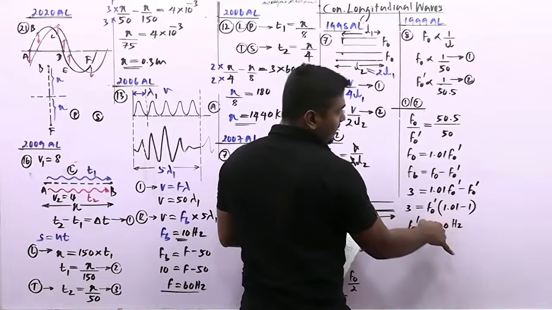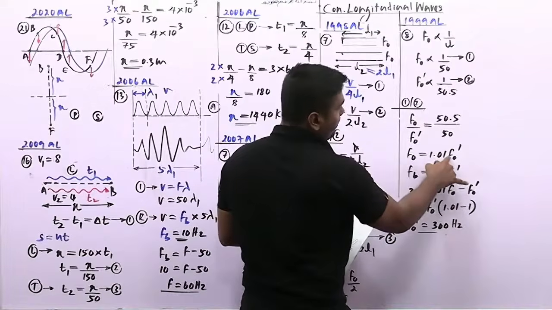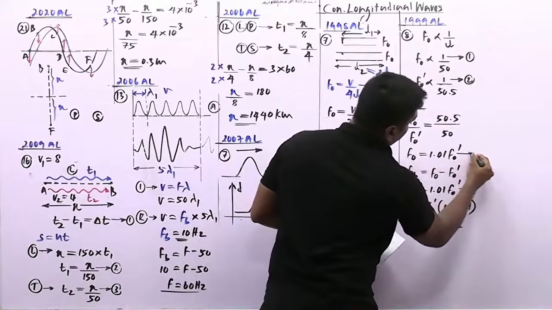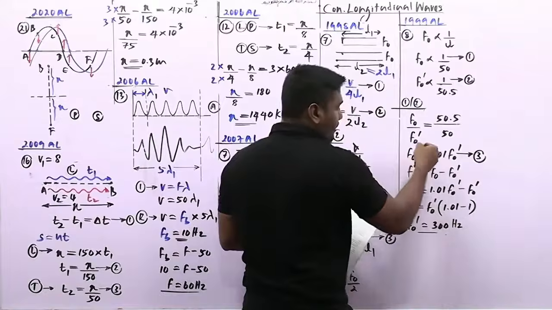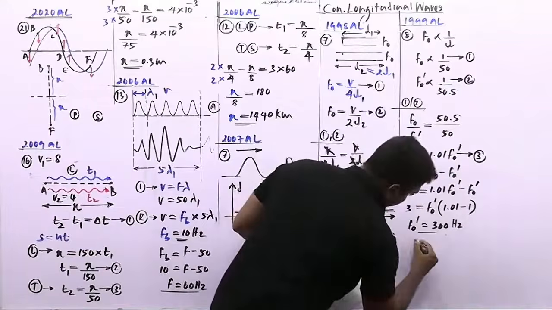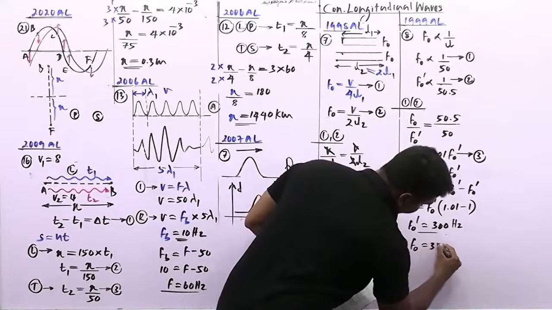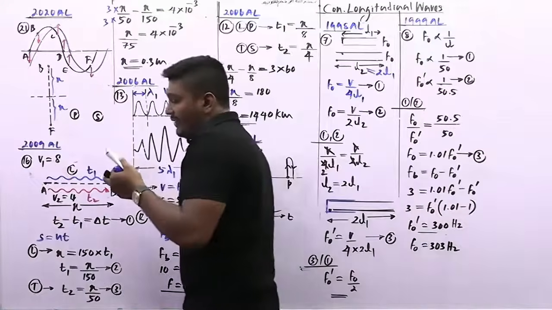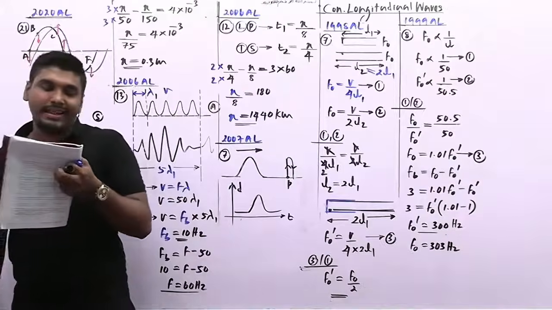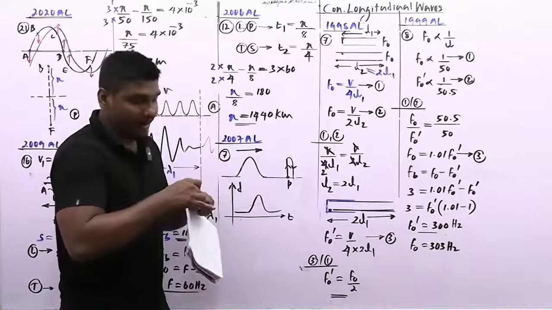F naught dash 300 means, from equation 3, what is your F naught? 303. Your F naught going to be how much? 303 hertz. That question answer, we can find the answer in 303 and 300. Simple question, nice.